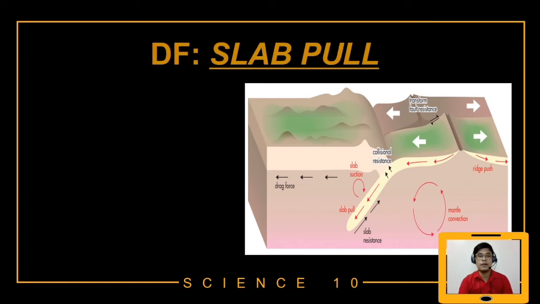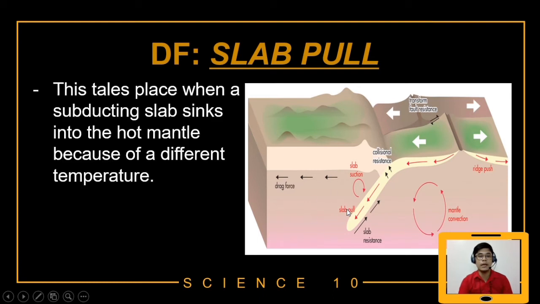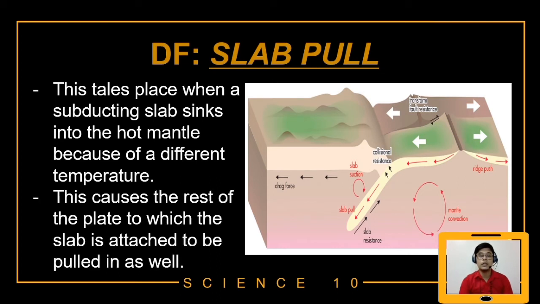Next, driving force, we have the slab pull. So this is the slab pull. Here we have the slab pull, and this is actually it takes place when a subducting slab sinks into the hot mantle because of a different temperature. Because of the sudden change in temperature, what will happen? There will be a subduction zone, and this causes the rest of the plate to which the slab is attached to be pulled in as well.